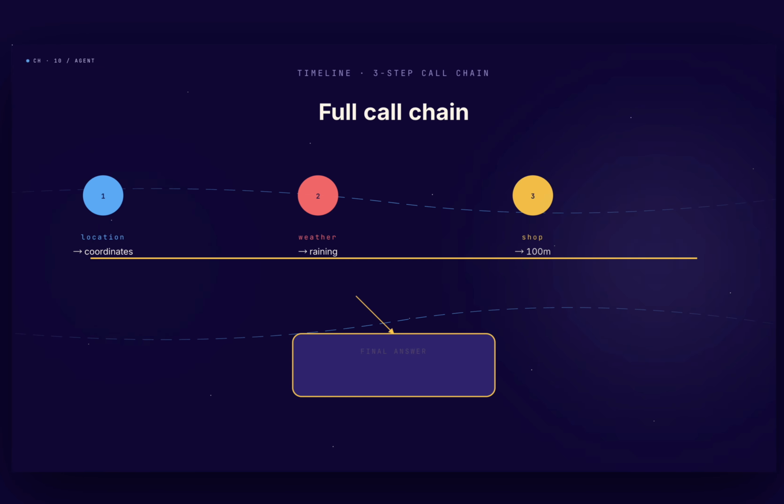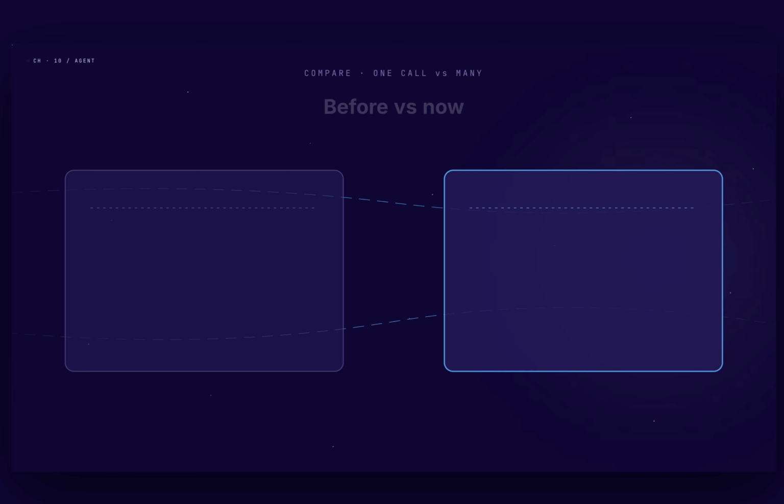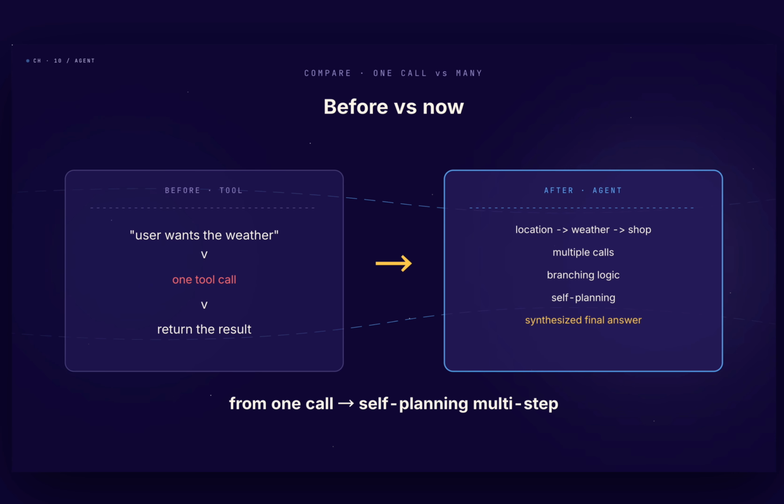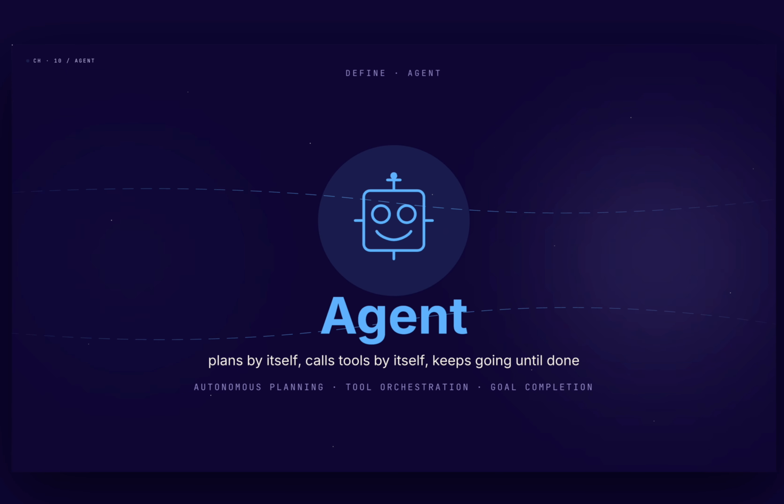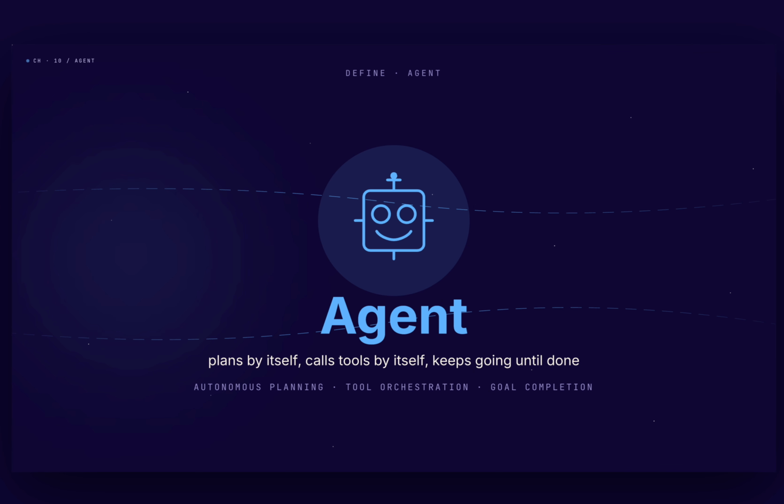You can see this isn't a single tool call anymore. It's a chain of multiple operations. Earlier in the tool chapter, it was one call. Now the model is planning on its own and making multiple calls. We call a system that can plan on its own, call tools on its own, and keep going until the task is done: an agent.